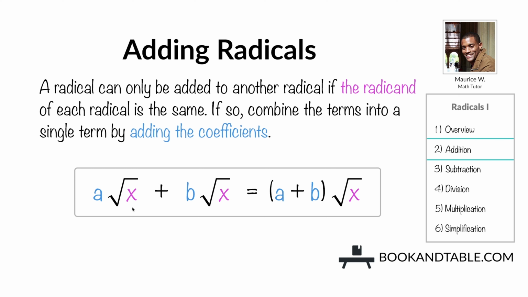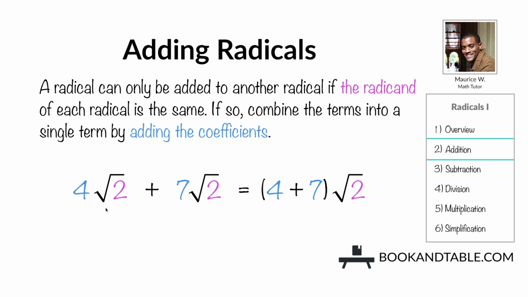So a radical x plus b radical x would be equal to the sum of a plus b radical x. So instead of writing our radical twice, we can write it once. For example, 4 radical 2 plus 7 radical 2 is equal to 4 plus 7 radical 2, which would be 11 radical 2. And these are considered like terms because the radicand is the same. Okay, so when I say combine like terms, I mean the terms that have the same radicand.